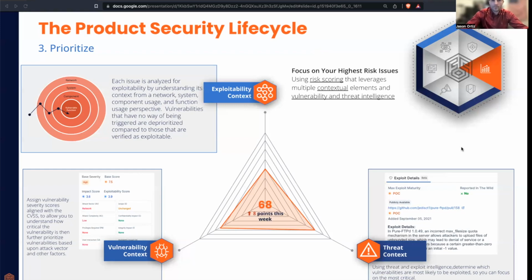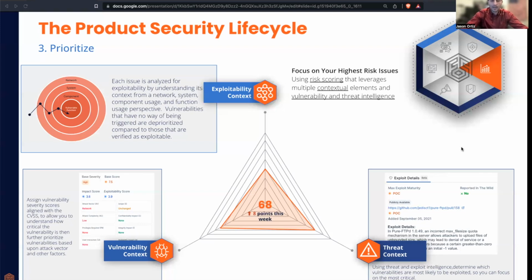We also need to prioritize based on the exploitability context and the threat context. So let me jump down to the bottom right-hand side. The threat context essentially describes how likely a vulnerability is to be exploited. So that is basically what level of development is an exploit. Are we looking at a POC exploit? Are we looking at something that's already being exploited in the wild? If it's the latter, then your threat context goes way up in terms of how likely that vulnerability is to be exploited. We have to take that into account as well when we prioritize.